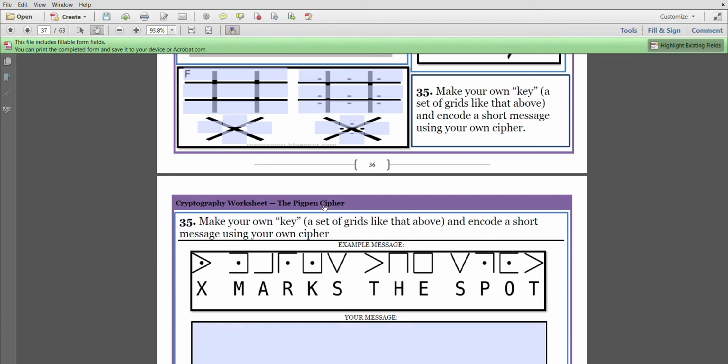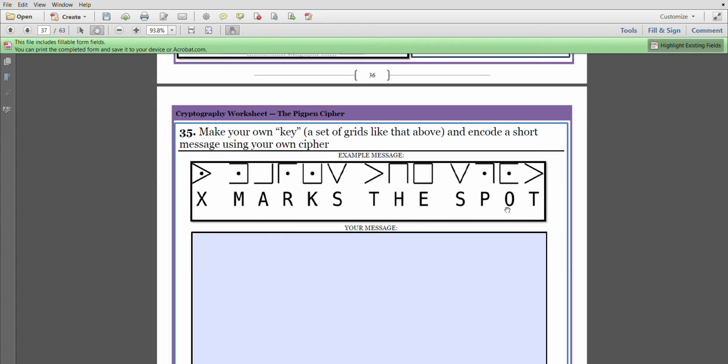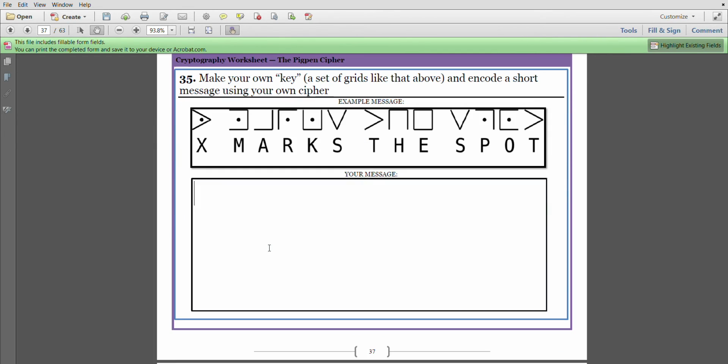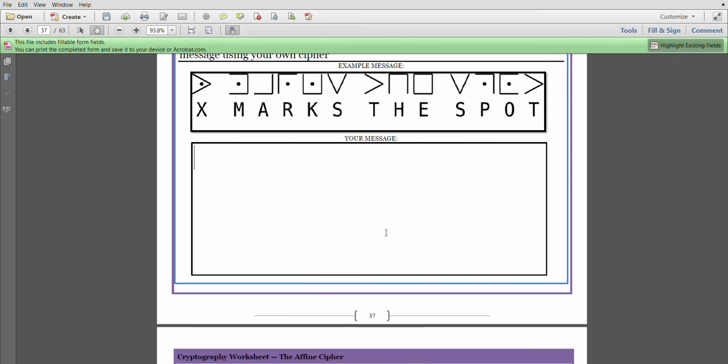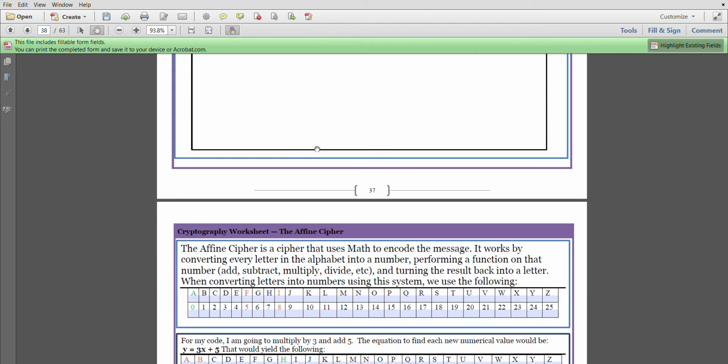Down here, you see X marks the spot. This is what it looks like as it's been encoded. You're going to make your own key, that was the one above, and then encode a short message down here using the cipher. All right, you'll type out your cipher, and Mr. Colvin will decipher it. Make sure to keep your message appropriate, everybody.